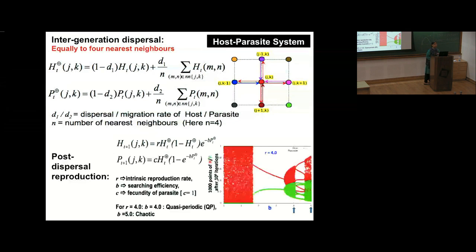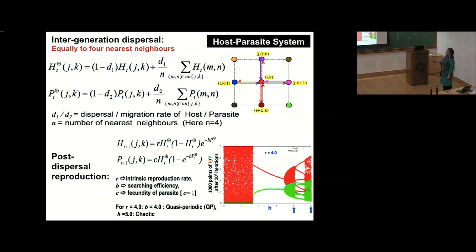You have a full paper on what the difference is when you do it in the same generation and how different it is when you do it this way. This is intergeneration dispersal to the four nearest neighbors. Then post dispersal, whatever individuals remain in this patch are the ones reproducing. So now you see that this H is going through the logistic growth function moderated by parasitism, and the parasite grows according to whatever is parasitized, multiplied by those hosts which are parasitized, giving rise to the number of new parasites.